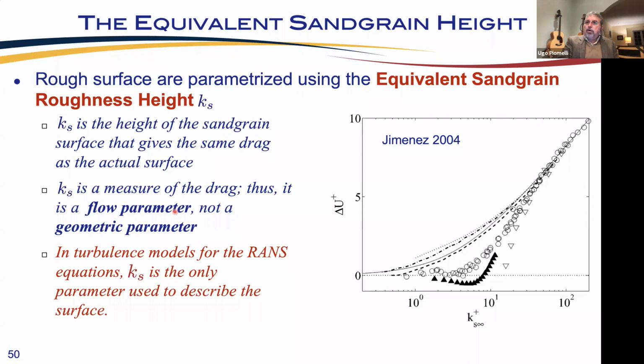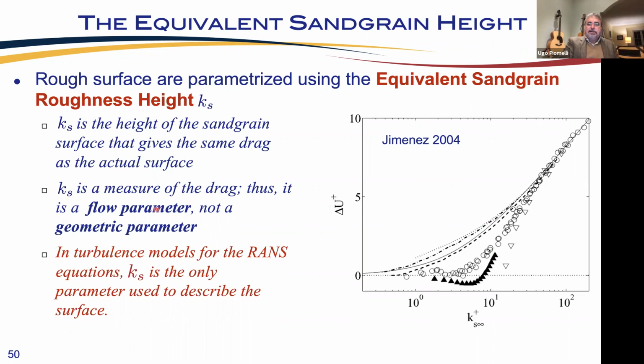So either more or less drag for the same value of k, which brings us to the equivalent sand grain roughness. The equivalent sand grain roughness, ks, is a way to parameterize the rough surfaces. ks is the height of the sand grain surface that would give you the same drag as the actual surface you're looking at. So you have whatever surface you have, say a rusted turbine, you measure the drag, you look at how large would be the sand grains that give you the same drag, and that's the equivalent sand grain roughness, ks.